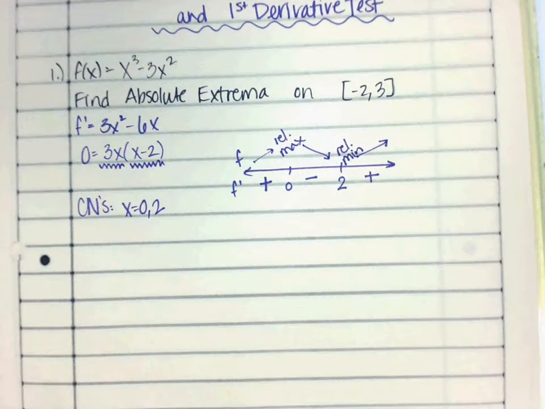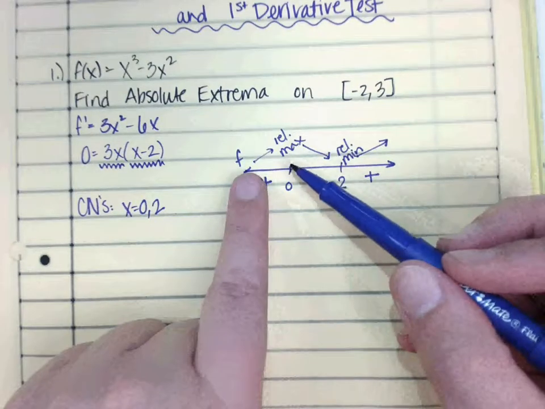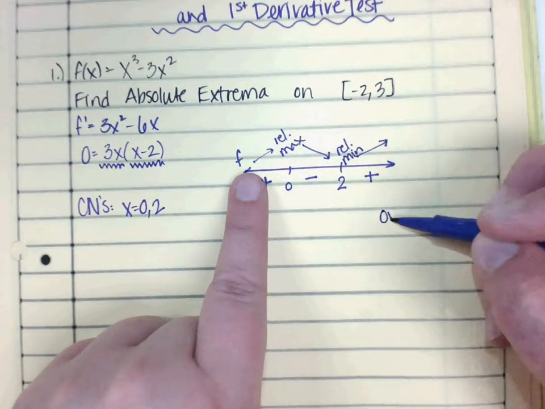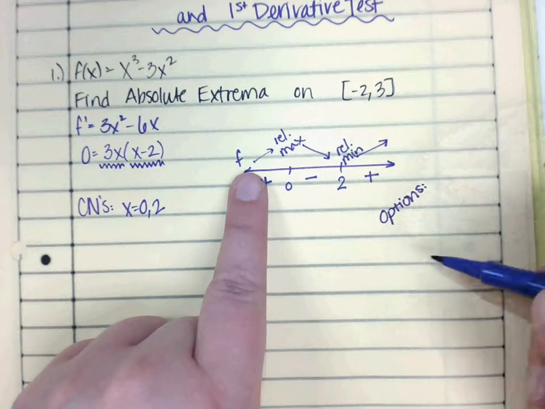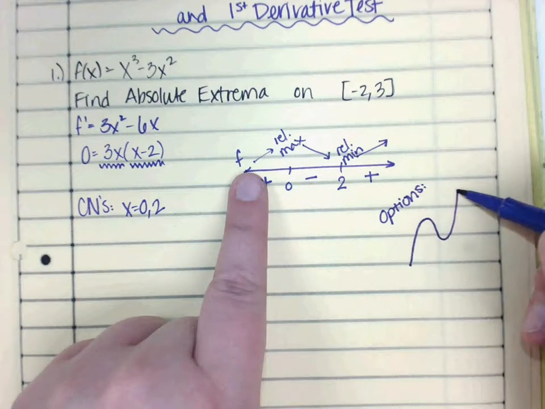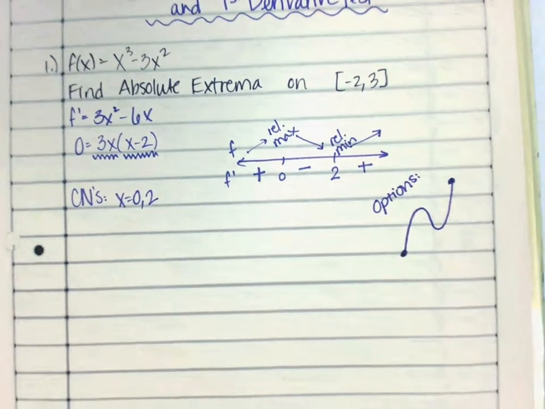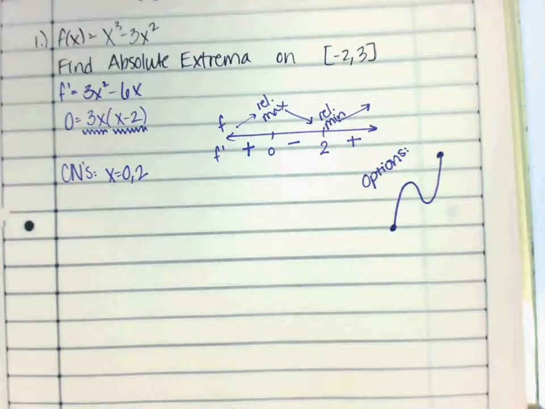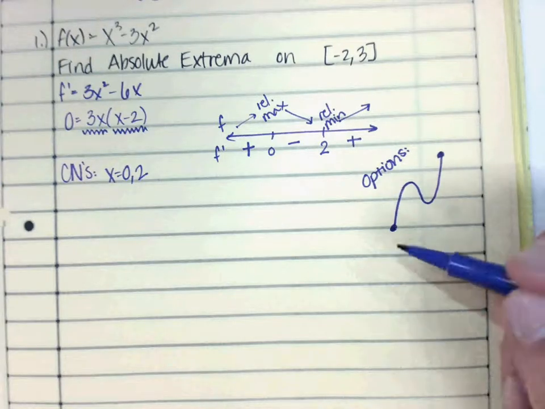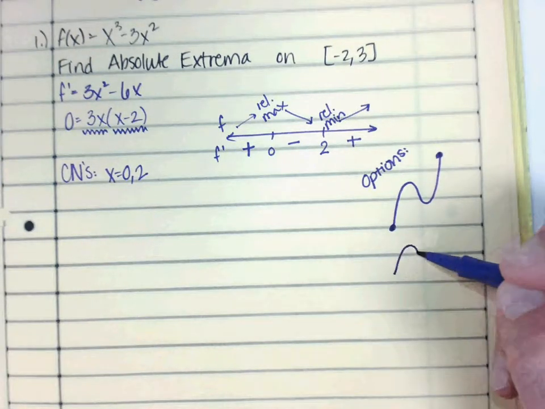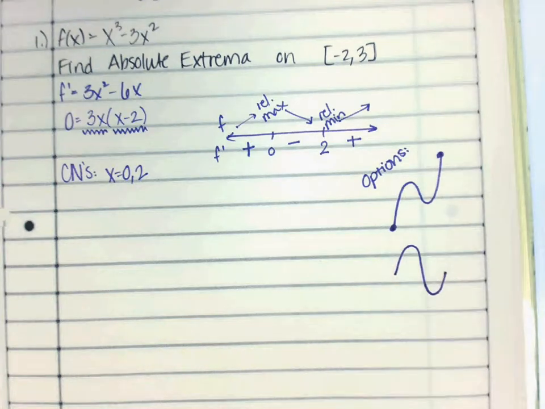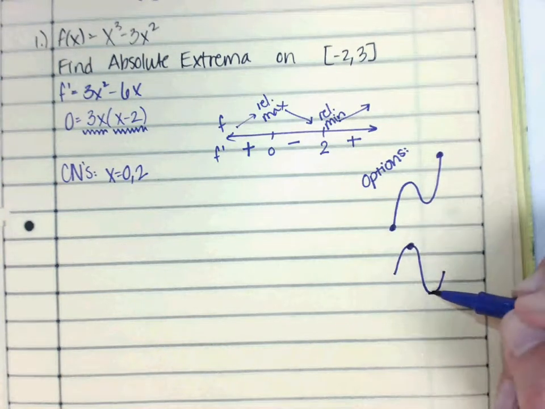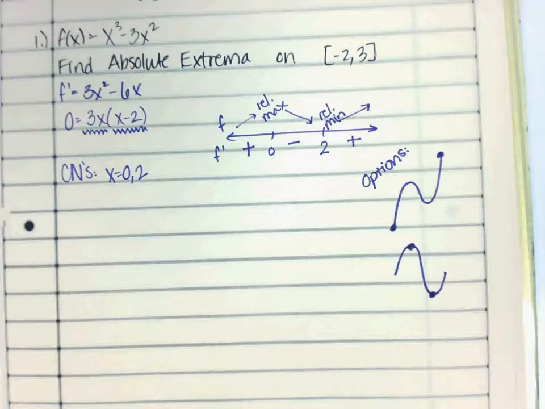Now, here are the options for the graph, and there are a bunch, but just kind of think about for a second. My graph could go like this. We'll say options. Okay, it could go like this. Then where would the absolutes be? At the relatives or at the endpoints? The endpoints. Or it could go like this. And then where would the absolutes be? At the relatives. So the only way for you to know where the absolutes are is to do what's called a candidates table. It's not hard.